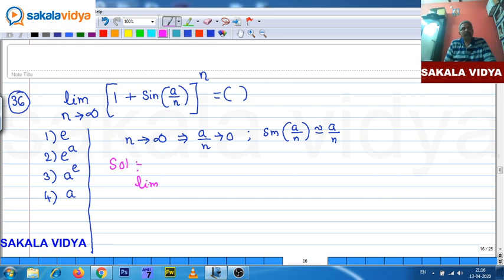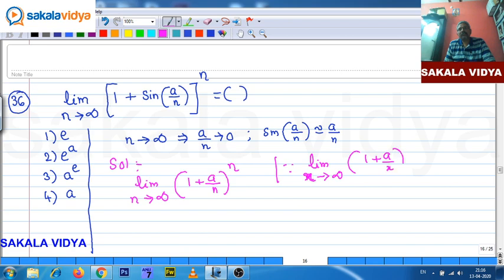Limit n tends to infinity of (1 plus a by n) whole to the power of n. So we have one formula: limit x tends to infinity of (1 plus a by x) whole to the power of x is equal to e power a. Same, this is equal to e power a. Second option is the right option.